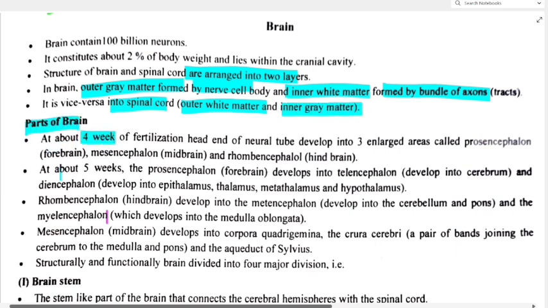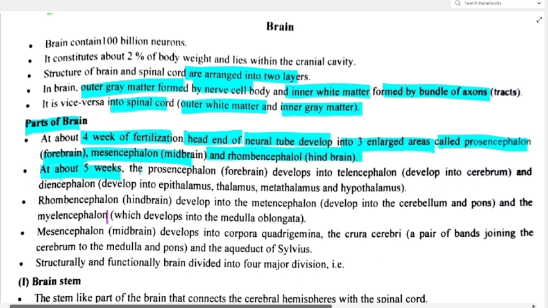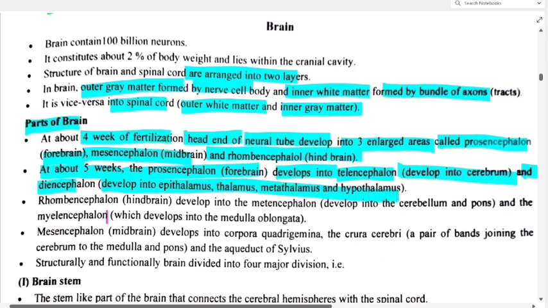At about 4 weeks of fertilization, the head end of the neural tube develops into 3 enlarged areas called prosencephalon, that is forebrain, mesencephalon, that is midbrain, and rhombencephalon, that is hindbrain. At about 5 weeks, the prosencephalon develops into telencephalon, which develops into cerebrum, and diencephalon, which will develop into epithalamus, thalamus, metathalamus, and hypothalamus.